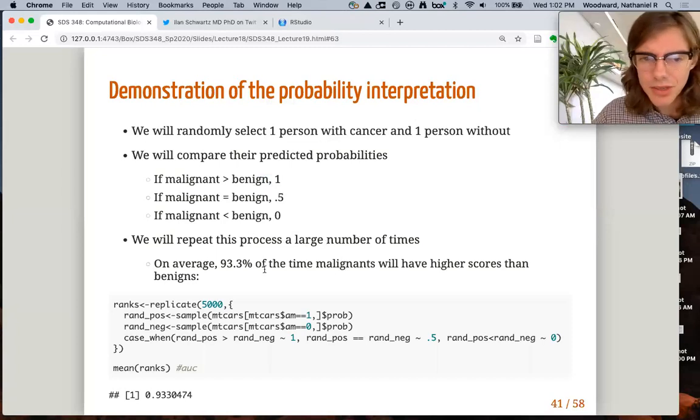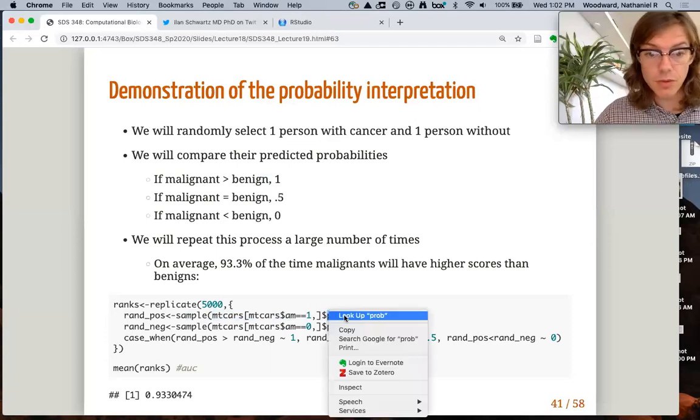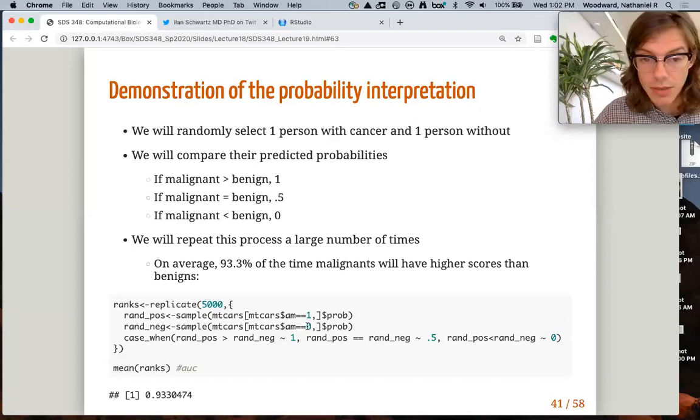Let's do this a bunch, right? So we'll do it 5,000 times. So I'm just going to reach in and grab, in this case, a car that's manual, and get its probability of being a manual, and then reach in and get a car that's an automatic and grab its probability of being a manual, and then compare those, right? I'll do this 5,000 times, and then I'll just average those scores they got. And when you do that, it's 93.3%.